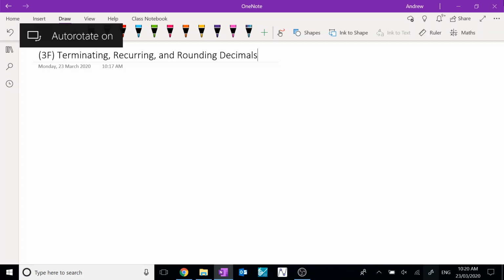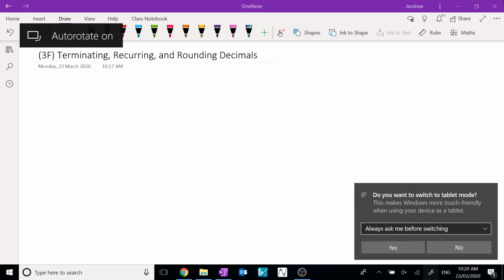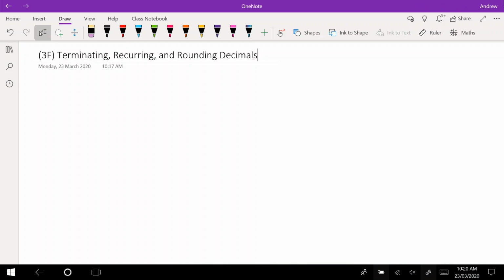So, terminating, recurring, and rounding decimals. We're going to be continuing on with our whole fractions, decimals, and percentages lesson topics that we're talking about. And today is focusing on the decimals part of that.